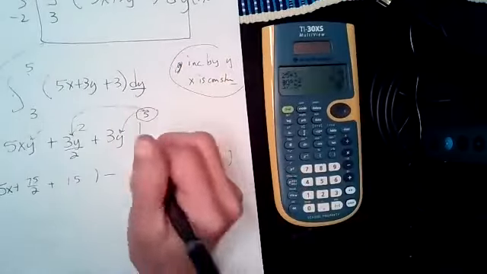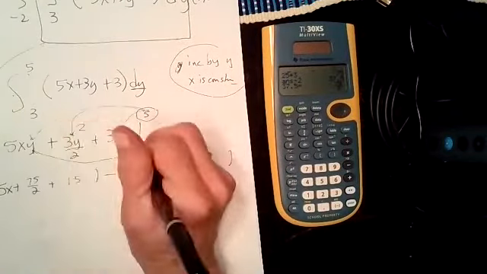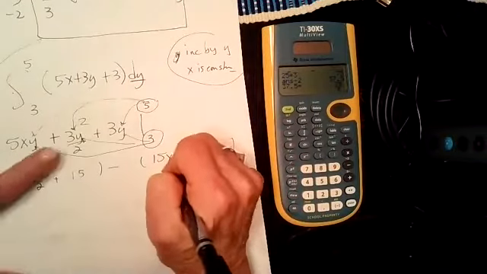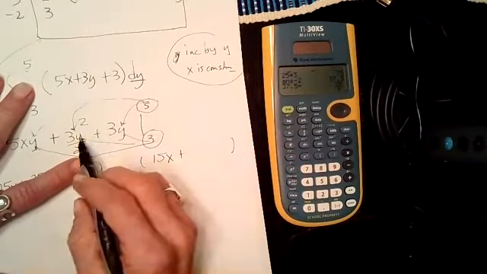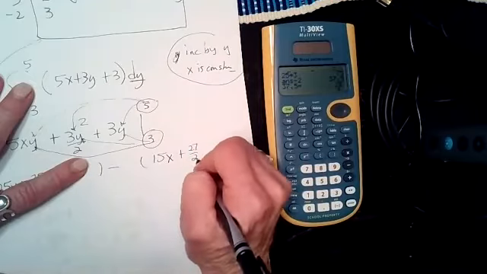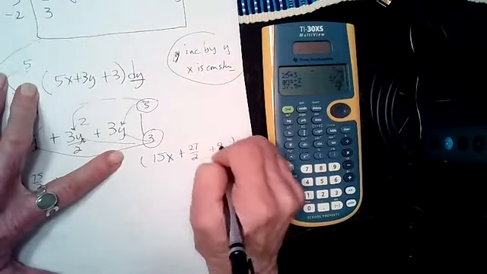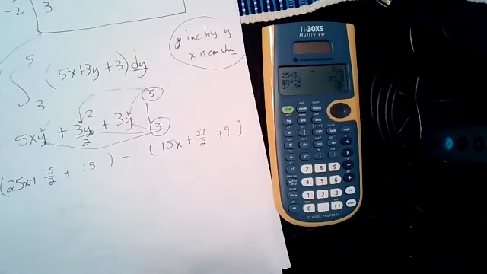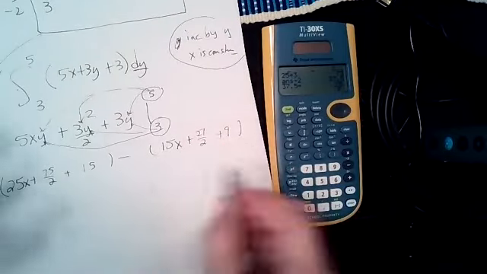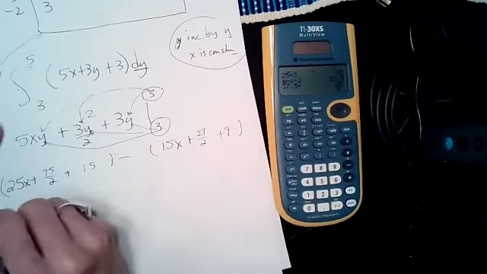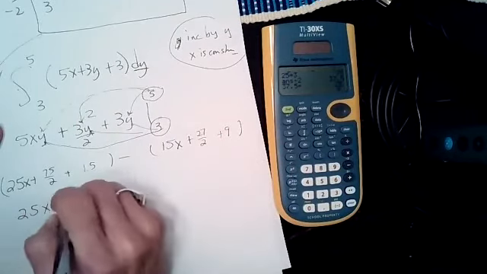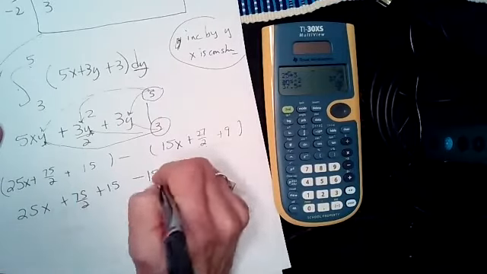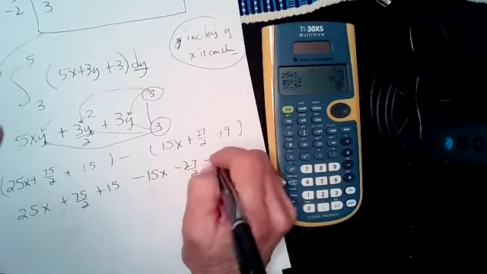All right, and then I'm going to plug 3 in for y. So 3 times 5 is 15x, plus 3 squared is 9 times 3 is 27 over 2, plus 9. Okay. All righty. So you can work it out inside, or you can distribute first. It doesn't matter. Minus 15x minus 27 over 2 minus 9.